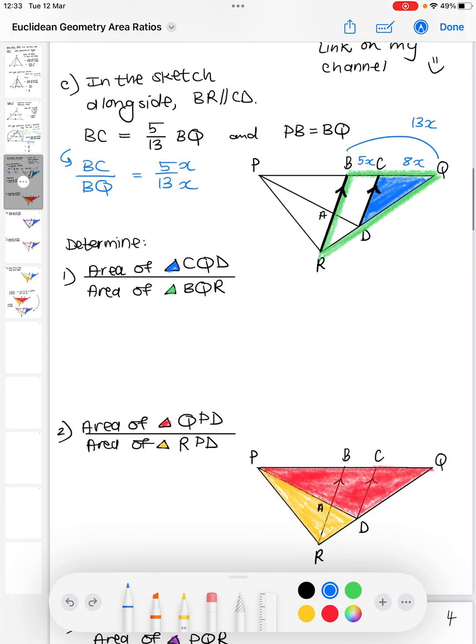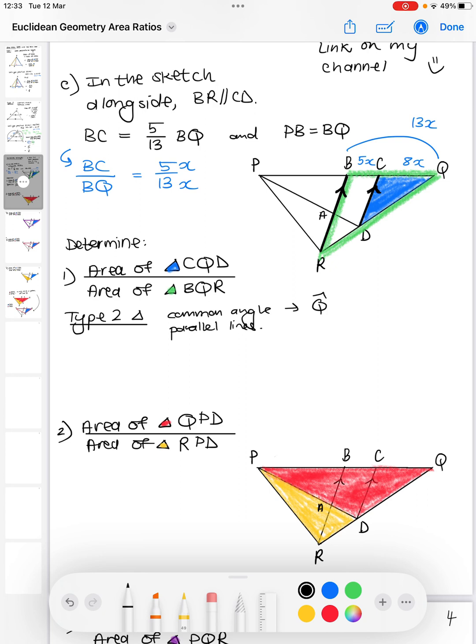So when we get back to the question, they want the area of triangle CQD, that's blue, over the area of triangle BQR, and that is green. We identify this as a type 2 triangle. Why? Because we have a common angle. The common angle is angle Q for both triangles, and we have parallel lines in bold.